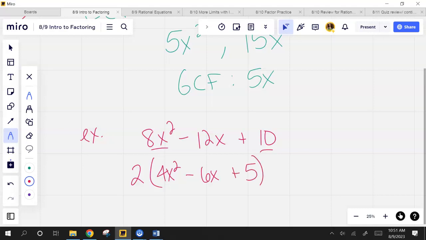Does anybody struggle with taking out a GCF? Don't be ashamed if you are. I'm going to take time to explain it tonight. Very good? And I'll take the GCF out. Okay, let's look at another one.